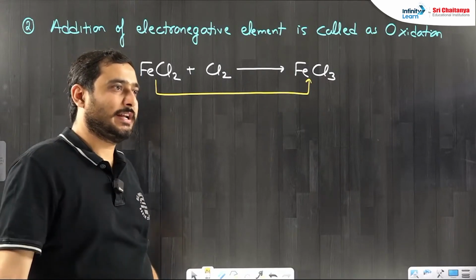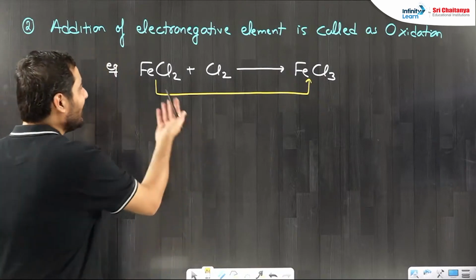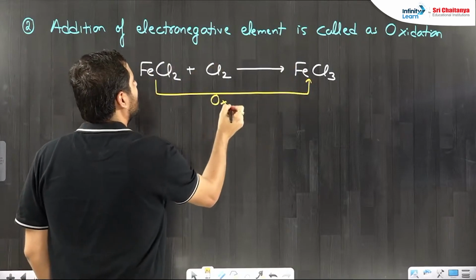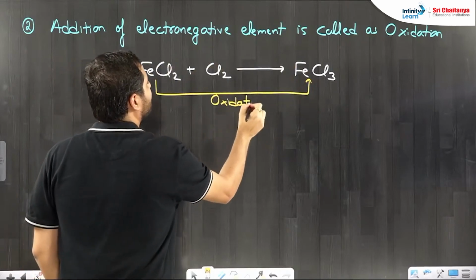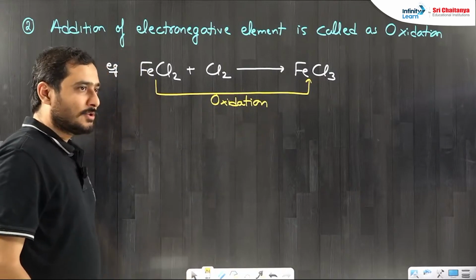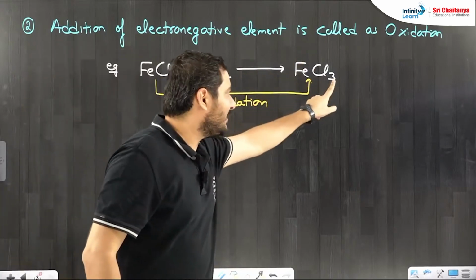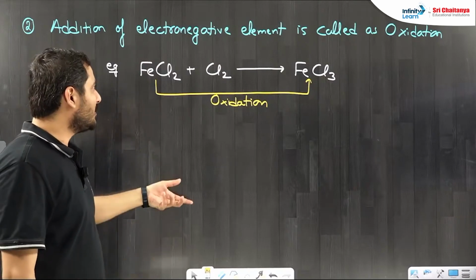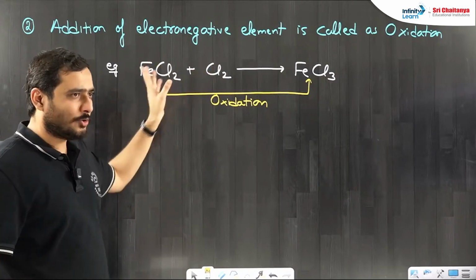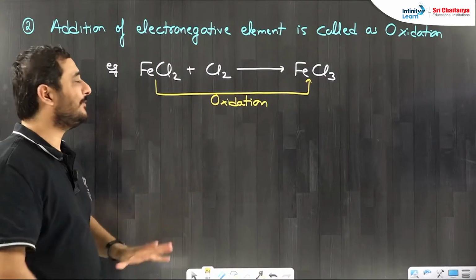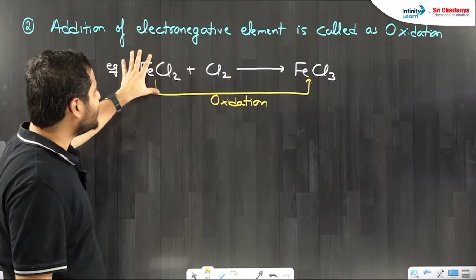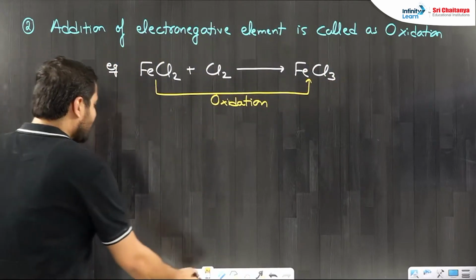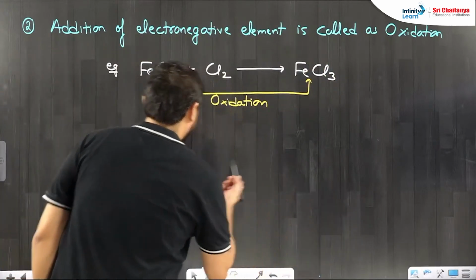Chlorine is an electronegative element. So what are we adding here? An electronegative element to FeCl2. So we can say oxidation of FeCl2 takes place. So this FeCl2 to FeCl3 is which process? Oxidation process. Do not say it is only oxidation, it is a complete redox. But which species is oxidized? FeCl2 is oxidized to FeCl3.